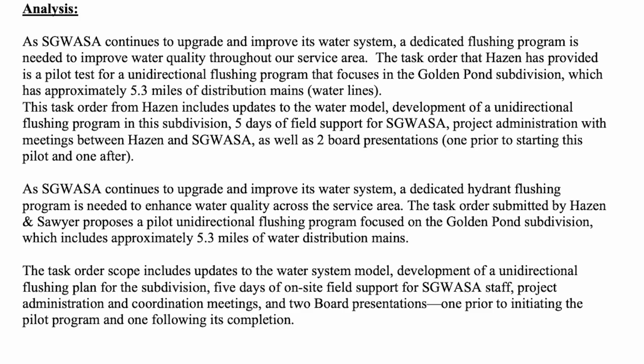As we continue to upgrade and improve our water system, a dedicated hydrant flushing program is needed to enhance water quality across our service area. The task order submitted by Hazen proposes a pilot unidirectional flushing program focused on the Golden Pond subdivision, which is approximately 5.3 miles of water distribution mains. The task order scope includes updates to the system model, development of a unidirectional flushing program to the subdivision.